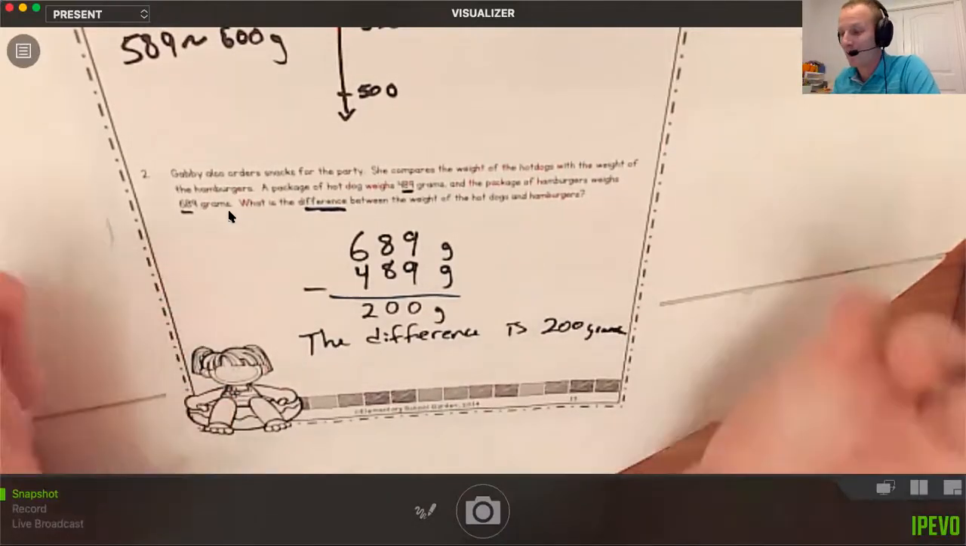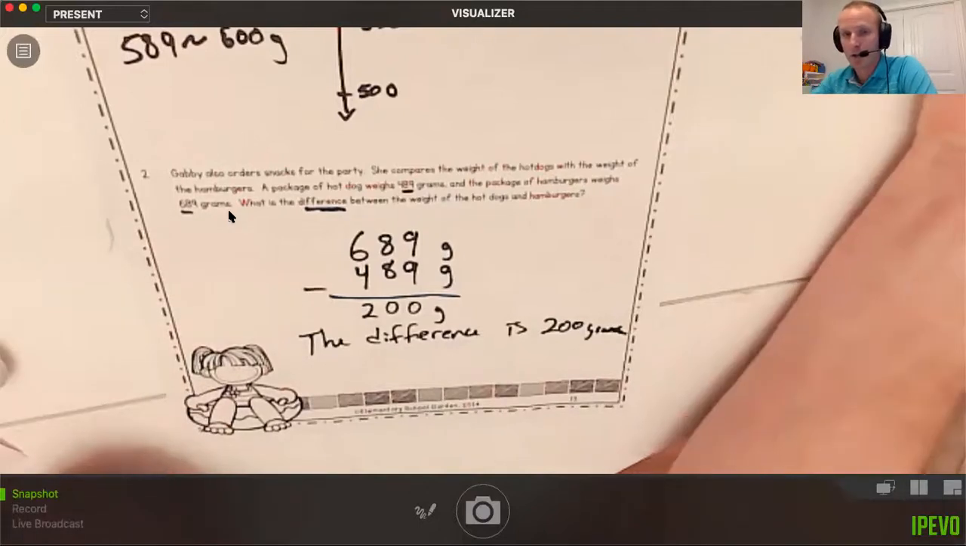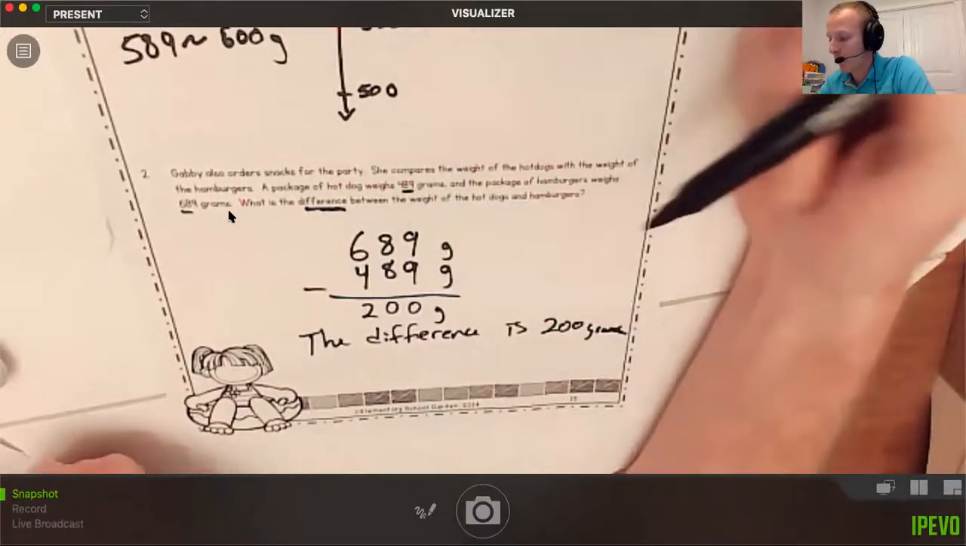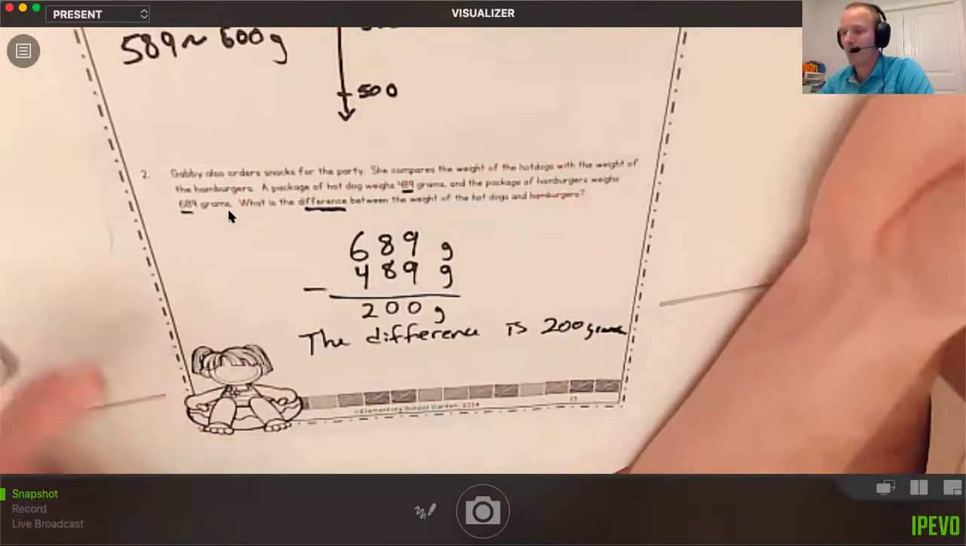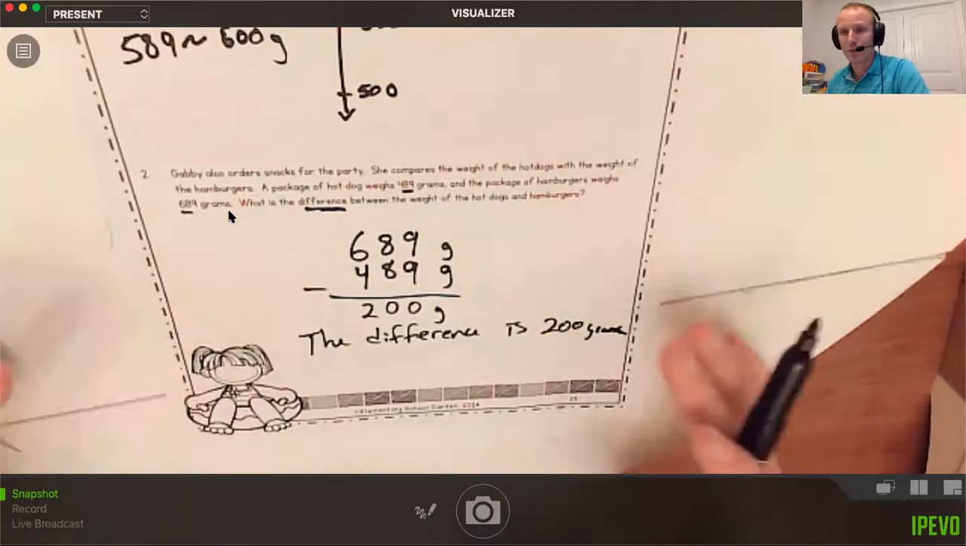And that's it. Again, make sure you understand. I had to go through here and make sure it wasn't asking me to round anything like that. It just wanted to know the difference. And so all you have to do is subtract. And that's it for the first page. One down, three to go.